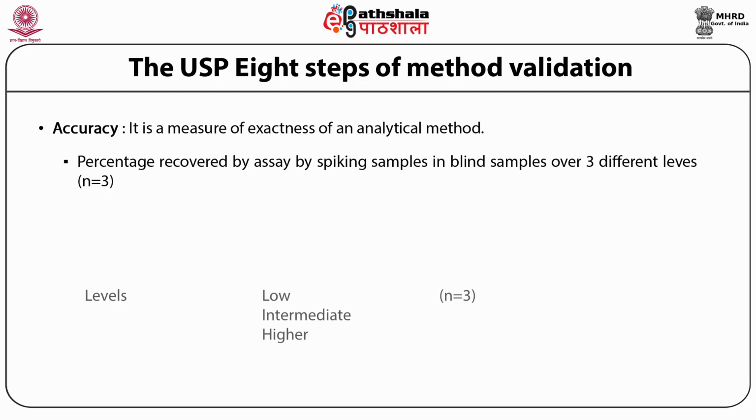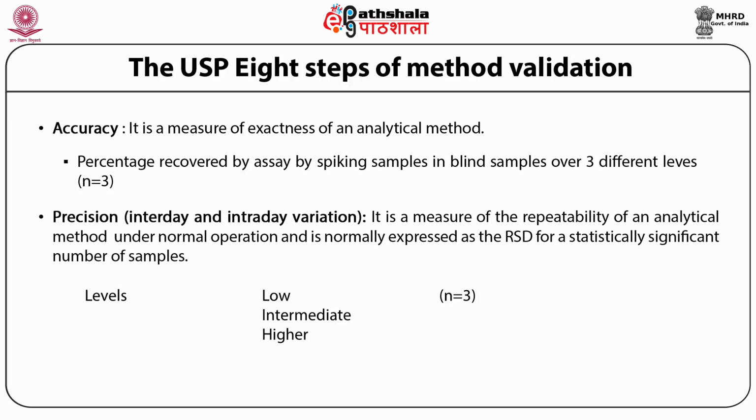The 3 different levels are usually low, intermediate and high. Next comes precision. Precision is a measure of repeatability of an analytical method under normal operation and is normally expressed as relative standard deviation for a statistically significant number of samples. Usually n equal to 3 is used over the ranges of low, intermediate, high, or sometimes even 5 level calibration. Nowadays we use it.